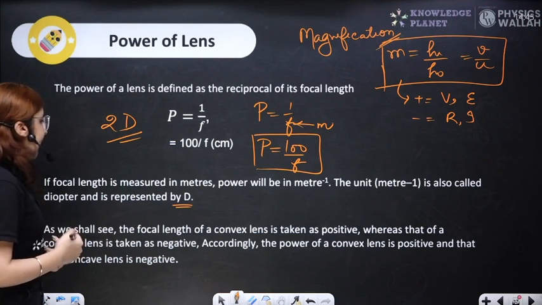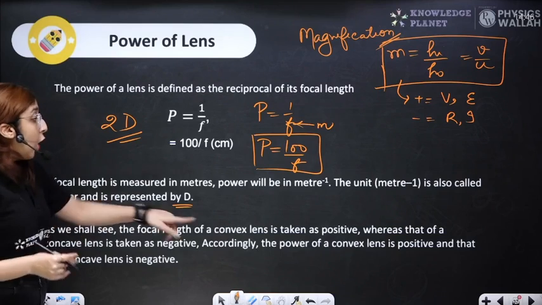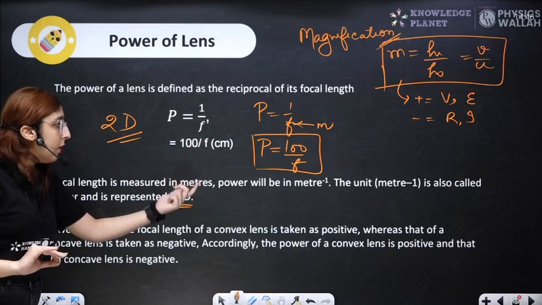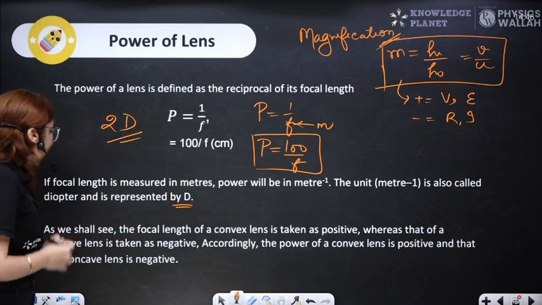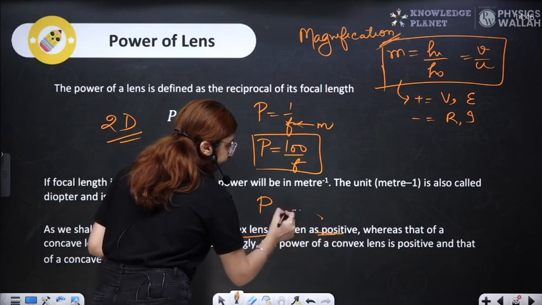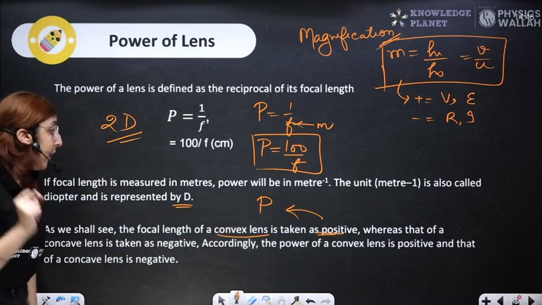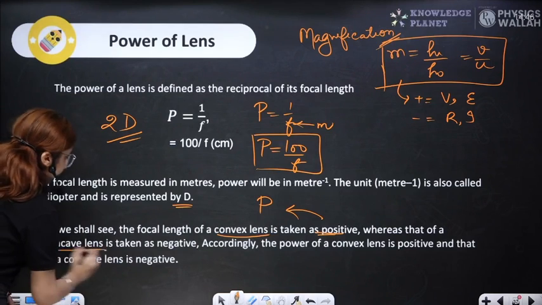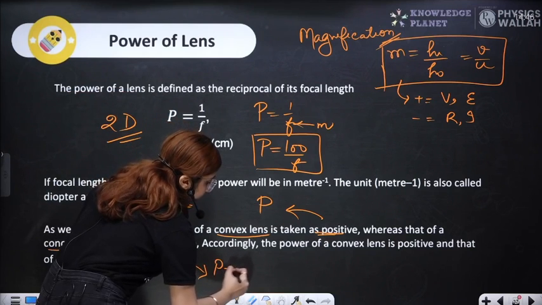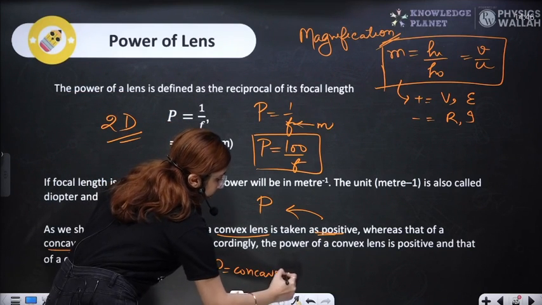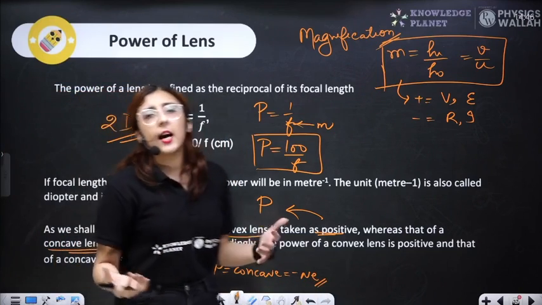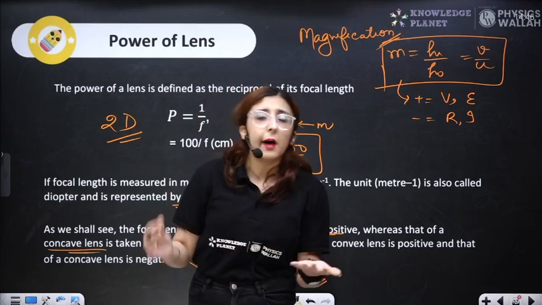Now when we say the focal length, the focal length of the convex lens we always take as positive. So if the focal length is positive, of course my power will also be positive. So the power of your convex lens is also positive. But the focal length of your concave lens is negative. So the power of your concave lens is negative. By this you can remember. In the question they can either ask you about the focal length or about the power.